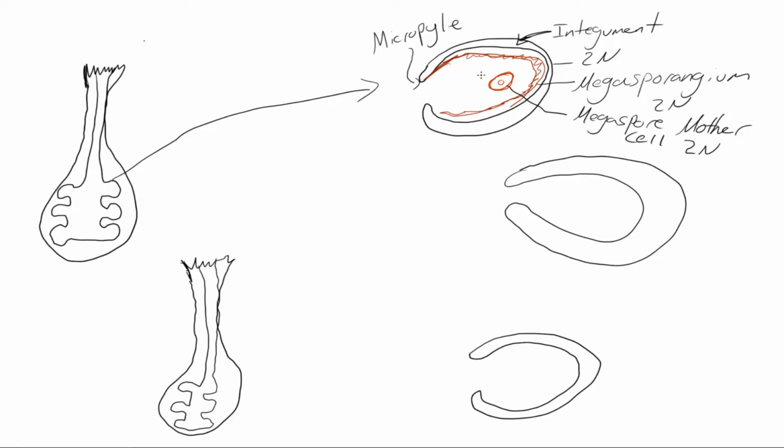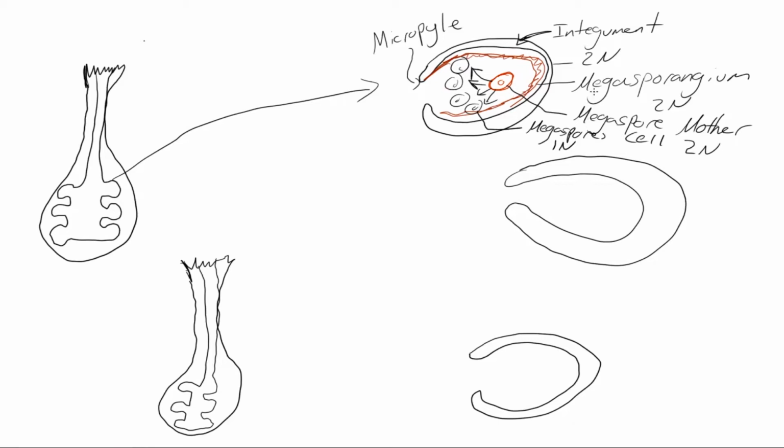All right, so this megaspore mother cell will then divide through meiosis into 4 separate cells. Remember, the product of meiosis is 4 haploid cells. And these cells are now spores, and we call them specifically megaspores since we're talking about the female structure. And these are 1N because they're produced through meiosis.